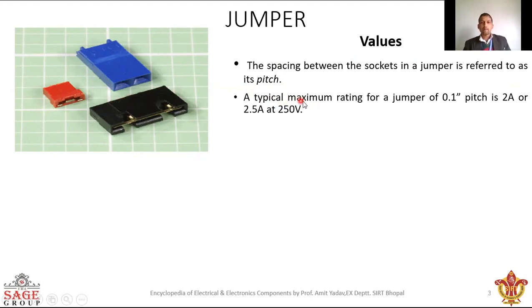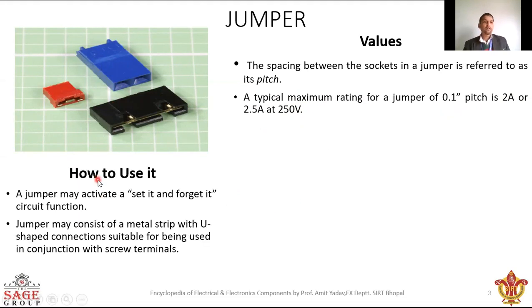Look here, I have taken an example. The typical maximum rating for a jumper of 0.1 pitch is 2 ampere or 2.5 ampere at 250 volt. So whenever you go to the market to purchase any jumper, you have to first mention its pitch value, second its current value, and for what voltage you are going to use it. So at least these three specifications are required, which you need to tell anyone for purchasing such types of jumper. Okay. Now, how to use it?